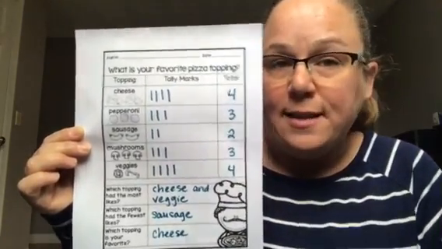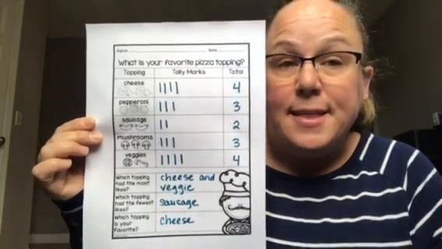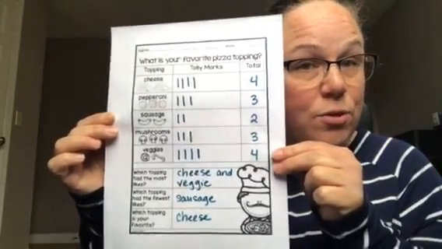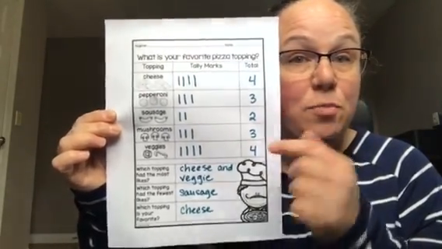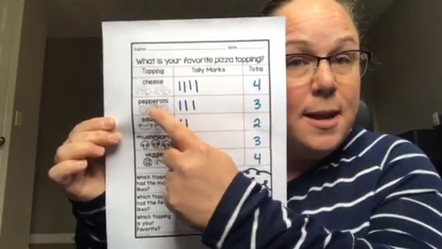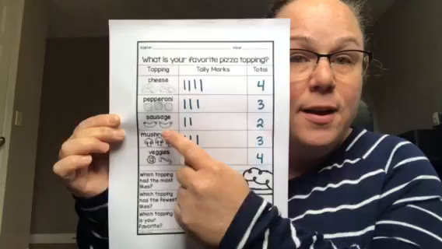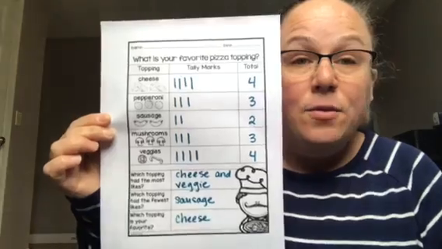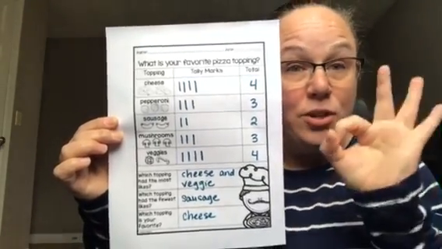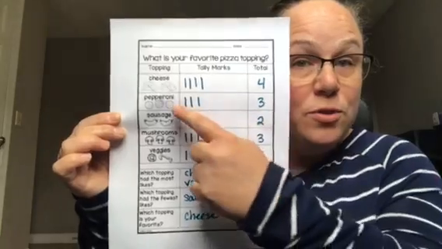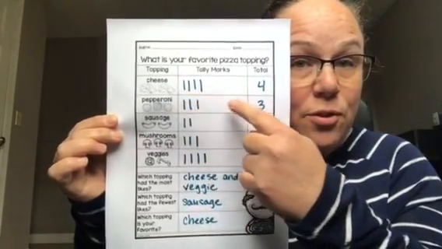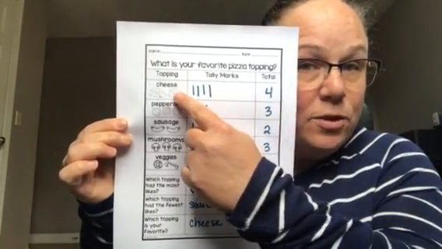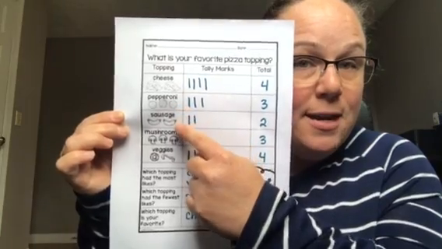So you can make a graph like this at home for your family and ask them what their favorite toppings are. You don't need to have a graph printed out like this. You could do it on a piece of paper and just practice writing the words cheese, pepperoni, that's a long word, sausage, mushroom, or veggie. You could also use little pictures or shapes. So you could use circles for the pepperonis and put those in your graph and add them up to the total.